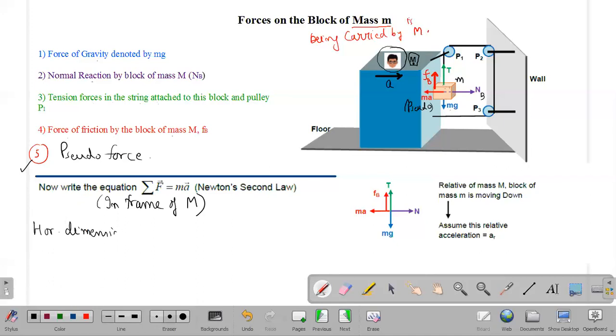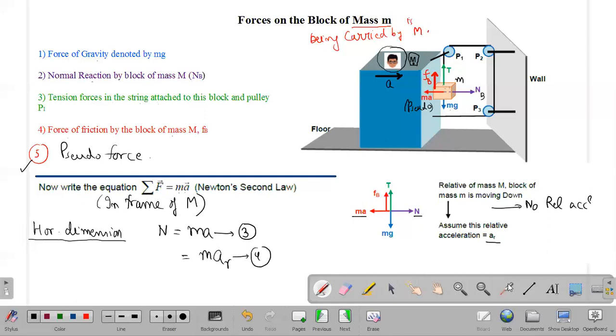For the horizontal dimension, we don't have any acceleration relative to that observer. Therefore, this normal reaction force and this pseudo force must be balanced. So I will write N equal to ma, as they are balanced. There is no relative acceleration in this direction, and therefore the horizontal forces are balanced. Let me call it the third equation, because equations 1 and 2 we have already considered for the previous block. For the vertical dimension, it is moving downward with the acceleration AR, so we should have m into AR on the right side.